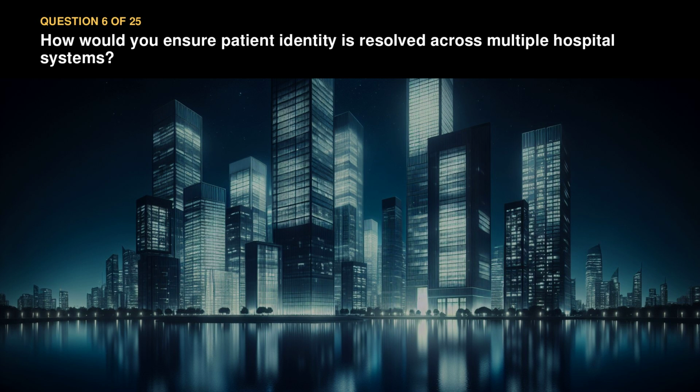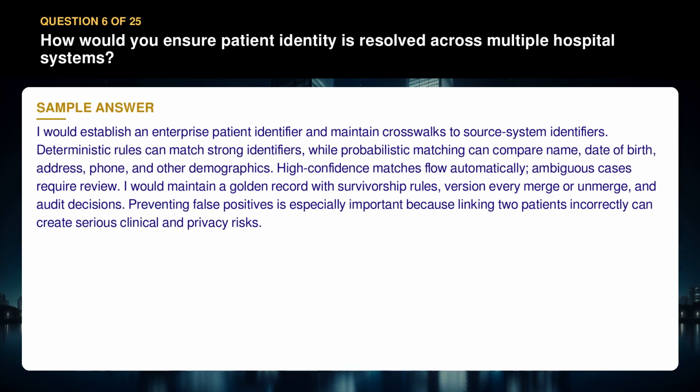Question 6. How would you ensure patient identity is resolved across multiple hospital systems? I would establish an enterprise patient identifier and maintain crosswalks to source system identifiers. Deterministic rules can match strong identifiers, while probabilistic matching can compare name, date of birth, address, phone, and other demographics. High confidence matches flow automatically, ambiguous cases require review.